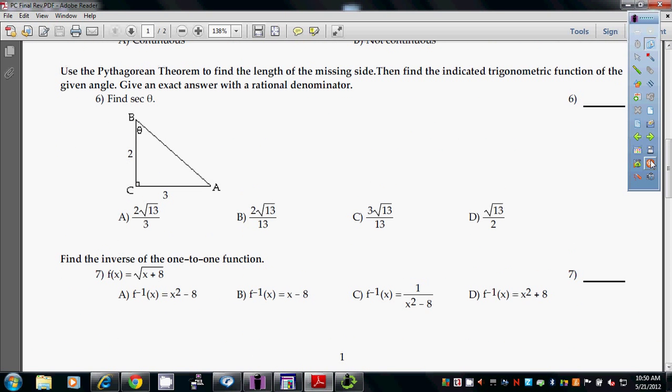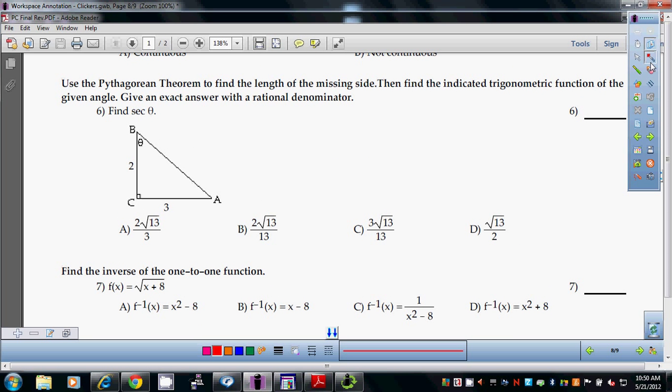Number 6. Who can tell me how to do this one? Well, first I want to figure out the hypotenuse. Which was? That's right, Pythagorean theorem. A squared plus b squared equals c squared. Then what did you do? Okay, then sine is opposite over hypotenuse. So the secant is... Close. Secant is not the opposite of sine, it's the reciprocal of what?